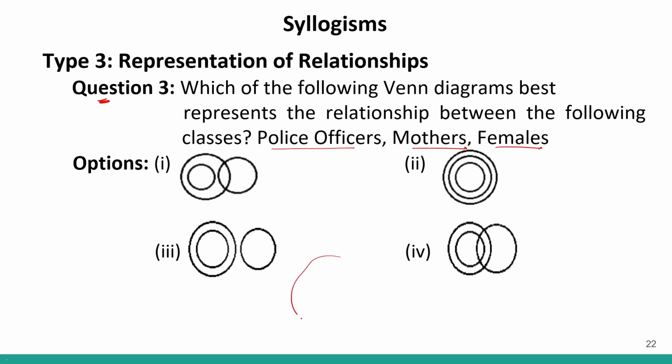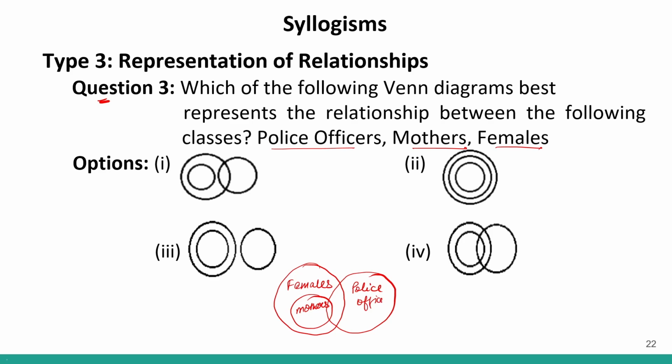So now, there will be females, correct? Inside these females, there will be some mothers, correct? There will be some mothers. Inside the females, there will be some mothers. And we have a separate class of police officers, correct? Some police officers can be females and some police officers can be mothers as well, correct? So this will be the correct representation.